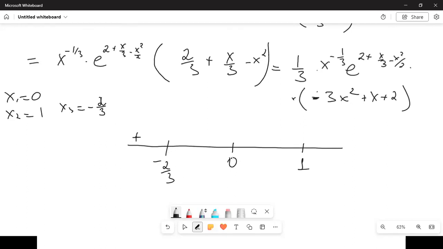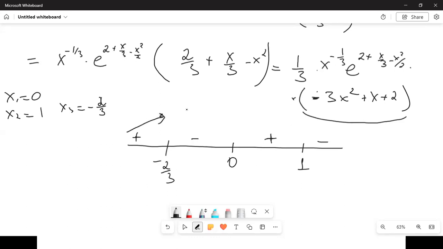From minus 2/3 to 0, here the polynomial will have a positive sign. But because of x to the power of minus 1/3, we have here negative. From 0 to 1, again this polynomial, minus 3x squared, etc., will be positive again, check. And x to the power of minus 1/3 is now positive, so the sign is plus. And after 1, x to the power of minus 1/3 is positive, but the polynomial will be negative. So here we have a minus sign.